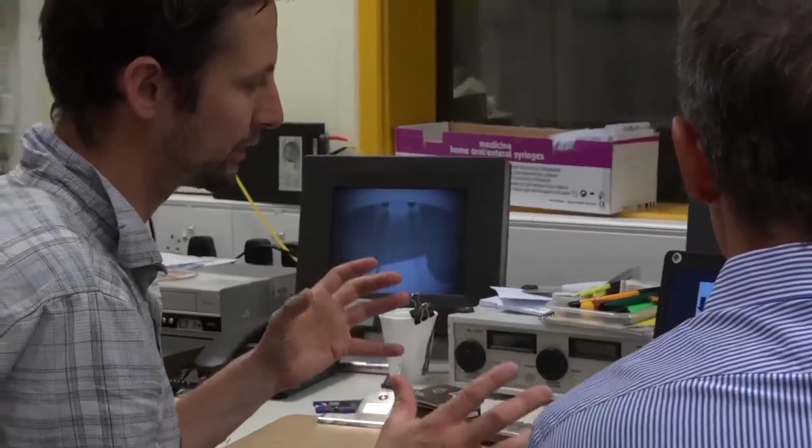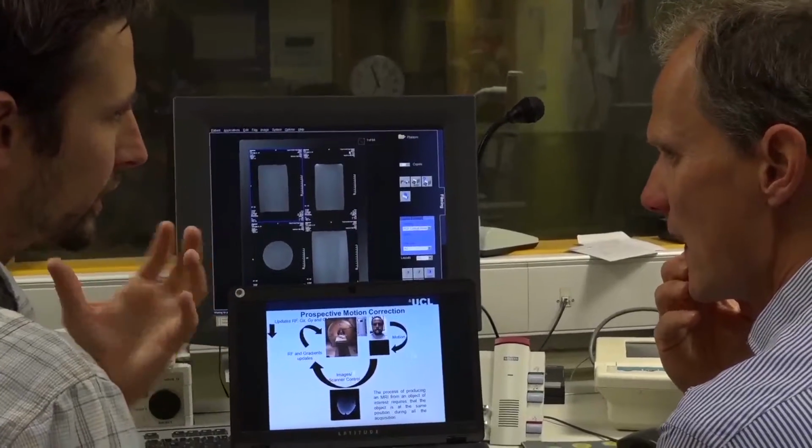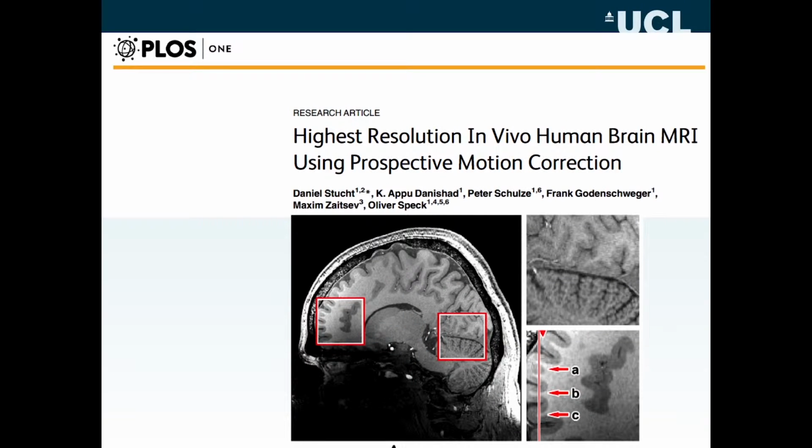So the main aim of this project is to use new technology that we have that enables us to scan for those lengths of time and update the scanner with the position of the subject. And we hope that using that technology we can start to image at a higher resolution and start to see some of these subtle abnormalities much better.